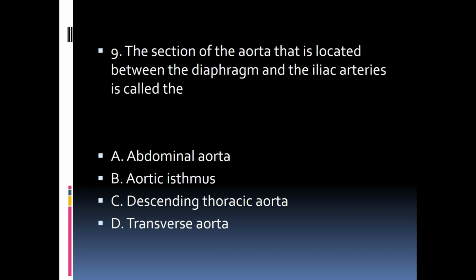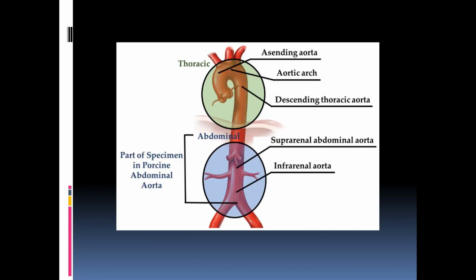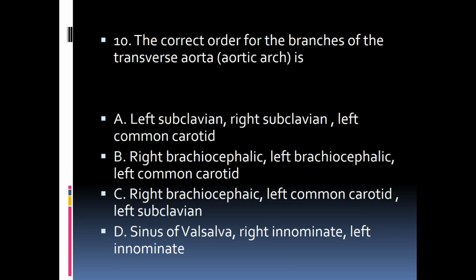This question is asking about anatomical structures related to the aorta. It is asking for the name of the section of the aorta located between the diaphragm and the iliac artery. Starting from just below the diaphragm and extending up to just before the iliac artery, this section is called the abdominal aorta. So the correct answer is option A. As you can see in the video, it starts from the aortic arch at the top and then branches out downward. The ascending and descending aorta are connected, and at the level of the diaphragm, it transitions into the abdominal aorta. Let's move on to the next question.